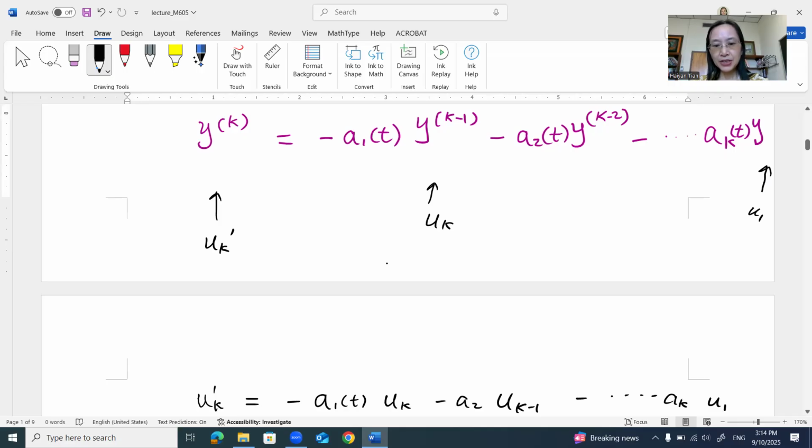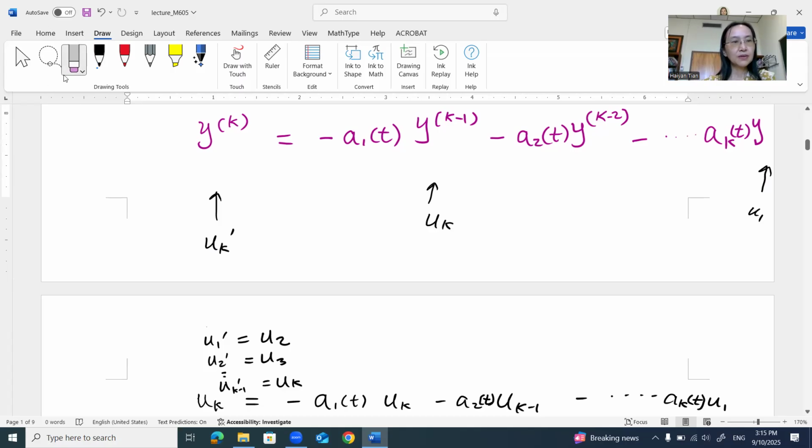But don't forget each a is a time-dependent coefficient. So after we reduce to first order, we need to also indicate the relationship. You see u1's derivative is u2, u2's derivative is u3. That will continue until u(k minus 1)'s derivative is uk. uk's derivative is this long one.